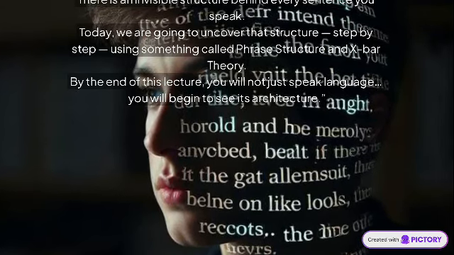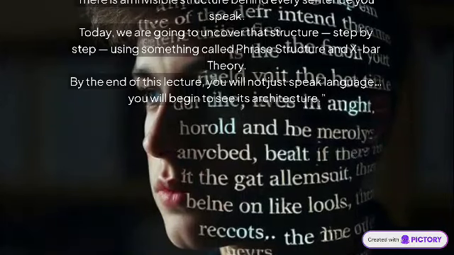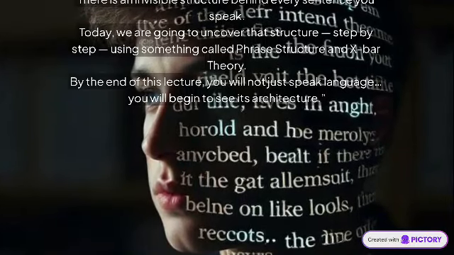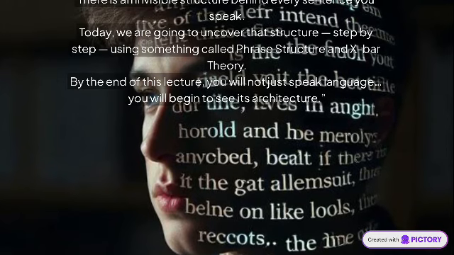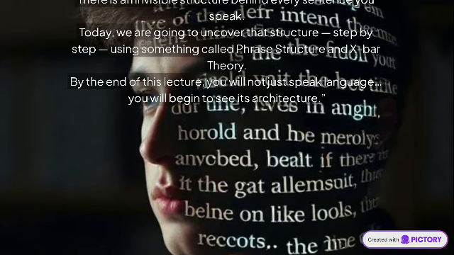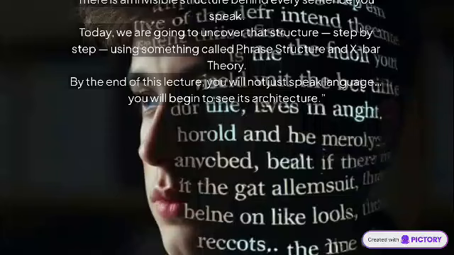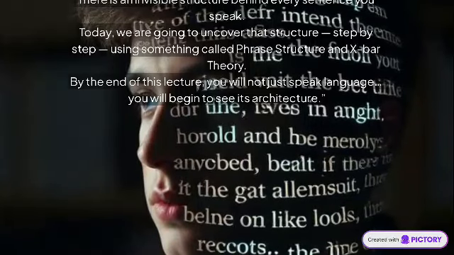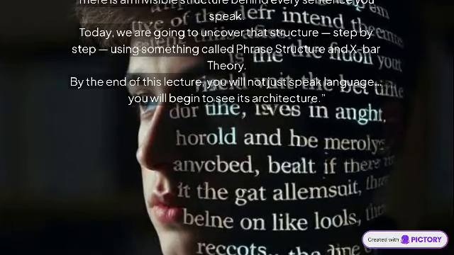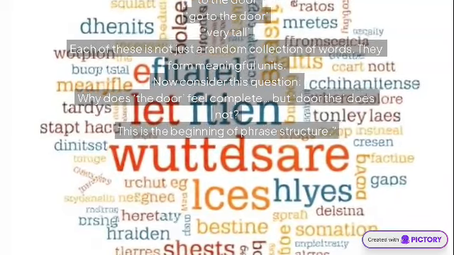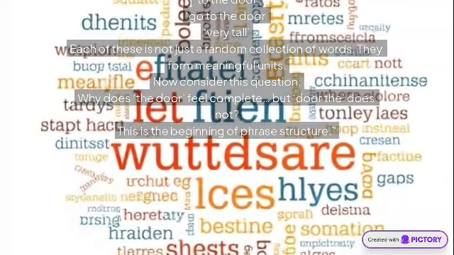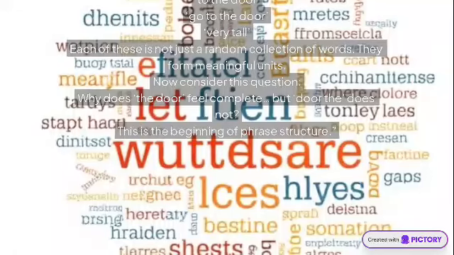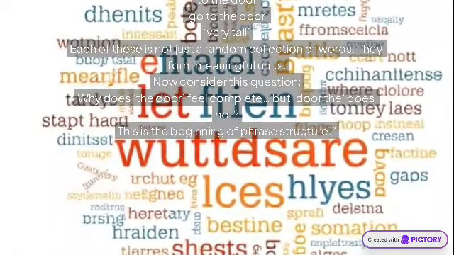There is an invisible structure behind every sentence you speak. Today, we are going to uncover that structure, step by step, using something called phrase structure and X-bar theory. By the end of this lecture, you will not just speak language, you will begin to see its architecture. In syntax, words do not exist in isolation. They group together into larger units called phrases, also known as constituents.